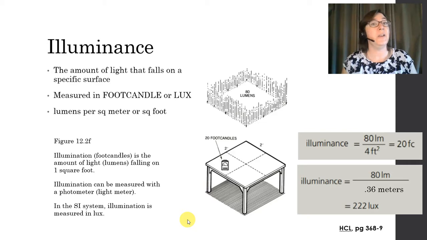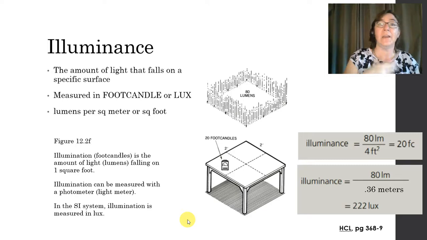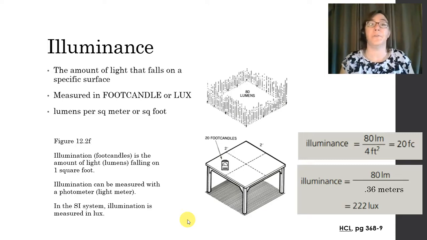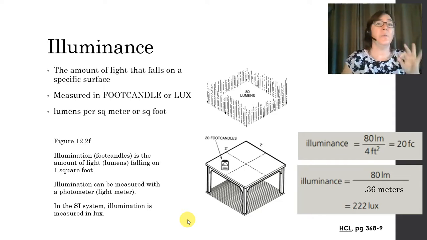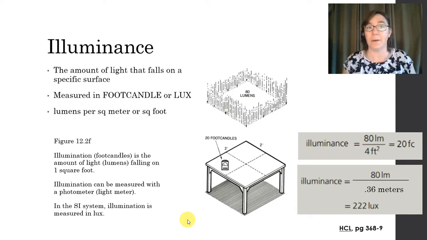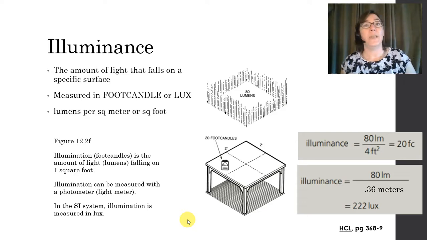Let's talk about illuminance next. Illuminance is the amount of light that falls on a specific surface. We're often very interested in how much light lands on a work surface. Maybe it's a desk, that's a common example, or sometimes it's a kitchen counter. Whatever the task surface is, we want to know how much light is arriving there. Illuminance is measured in foot candles or in lux.